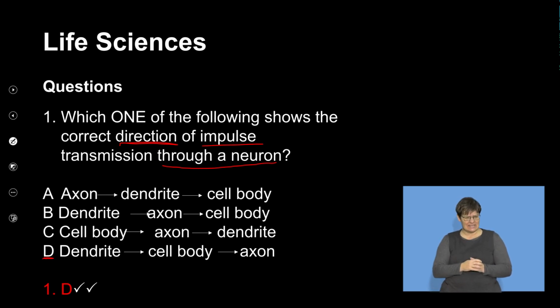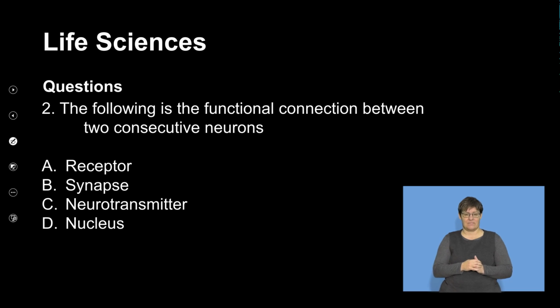Why number D? Because the impulse cannot start at the axon. The axon is the part that is covered by the myelin sheath. So here we see dendrites again. From the dendrites it cannot go straight to the axon. This cannot be correct, so we don't take it. Because from the dendrite, it should go to the cell body, if you remember the structure of the neuron. Number C, from the cell body, already you know it cannot be. So the most correct one is D, because it gives us the correct sequence of the direction of the impulse. We move to the next one.